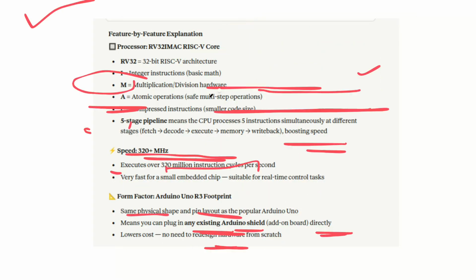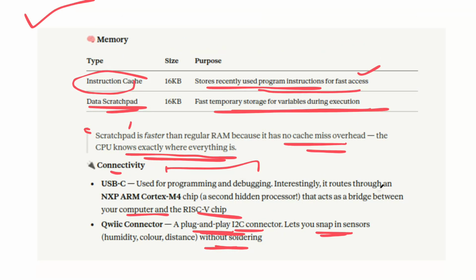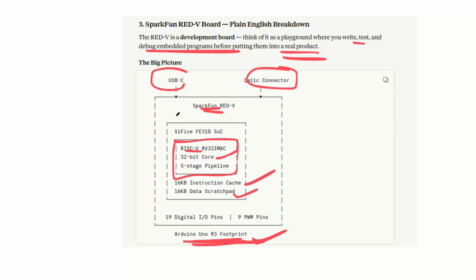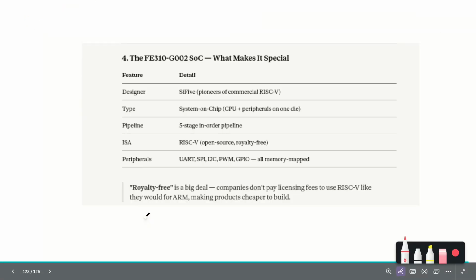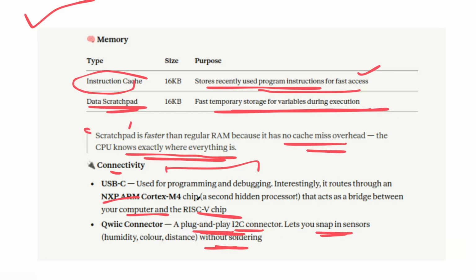USB-C is where programming and debugging happens. It routes through this NXP ARM Cortex M4 chip that acts as a bridge between your computer and our RISC-V chip. So this is used for programming and debugging, and the Qwiic connector is to snap in our sensors without soldering. Okay, so that is the thing.